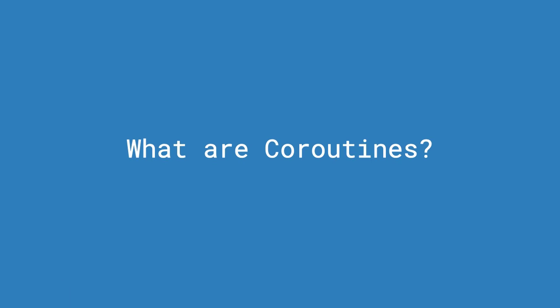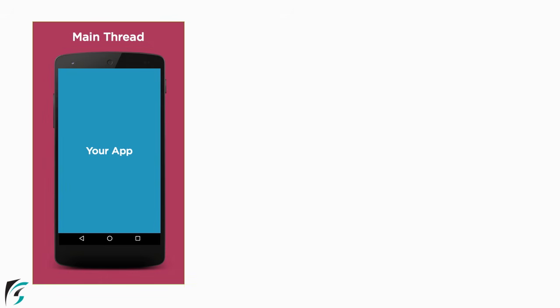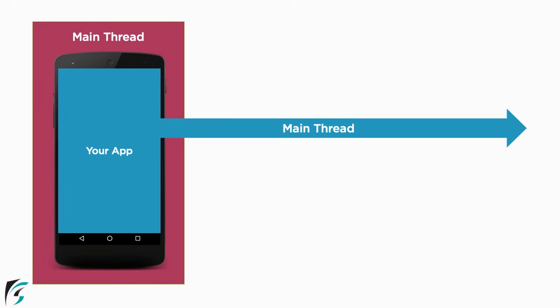So firstly, what are coroutines and what is it used for? Well, to understand what are coroutines, you would need to first understand how exactly your application works when the user launches your application. So when the user launches the application, a default thread is created, and this thread is known as the main thread. Now this main thread is the life of the application. Let us represent the main thread with the help of this blue arrow.